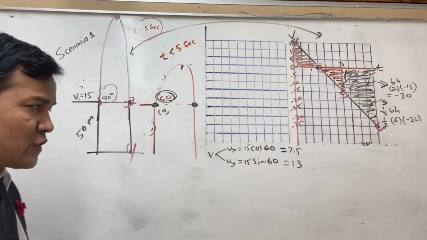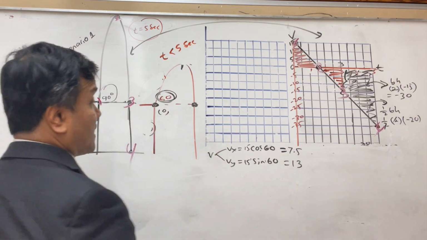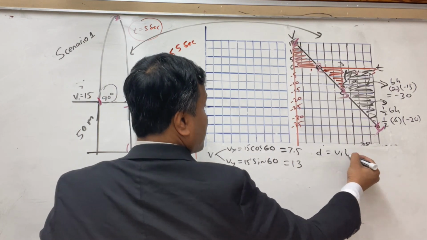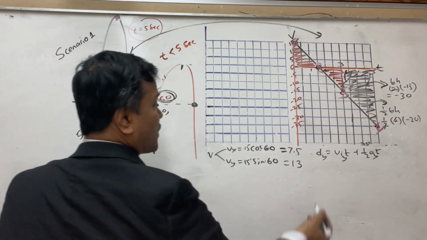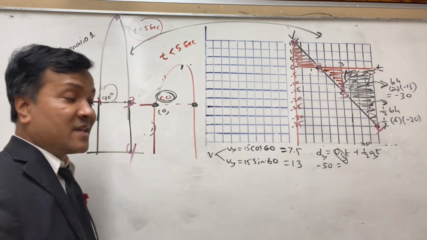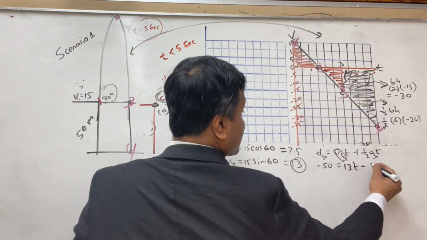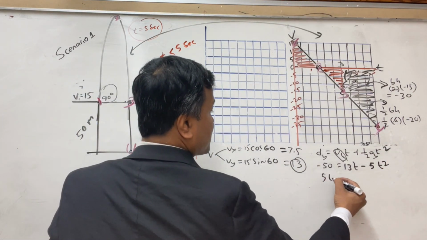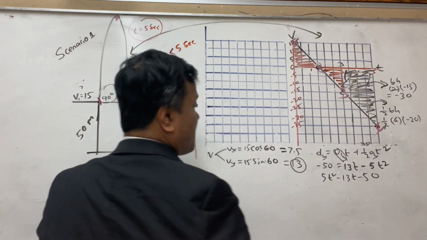Okay, good. Now time, I said that the time is less than 5. Let's see how much the time is. So d is equal to vit plus half at squared, of course at the y direction. Alright, all of a sudden this one is fine, negative 50, but this one is no longer 15, this is 13. Pay attention. Minus 5t squared. Okay, so now bring them over here. 5t squared minus 13t minus 50, okay, is equal to 0.